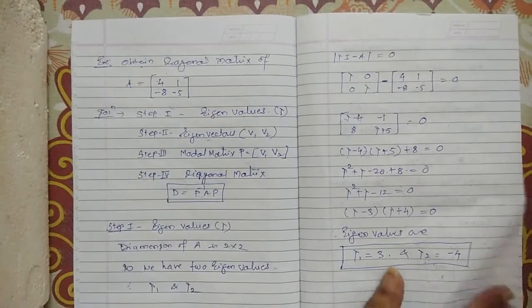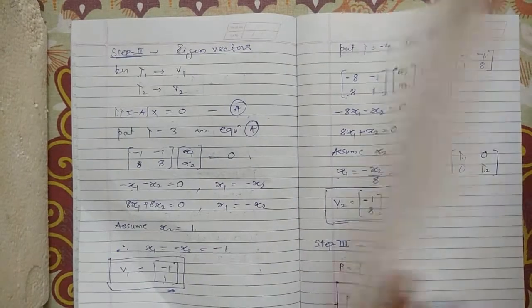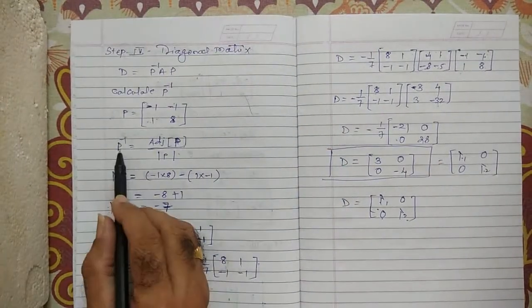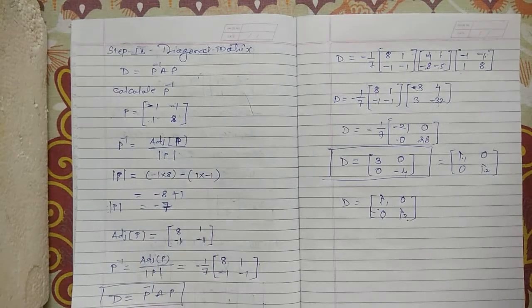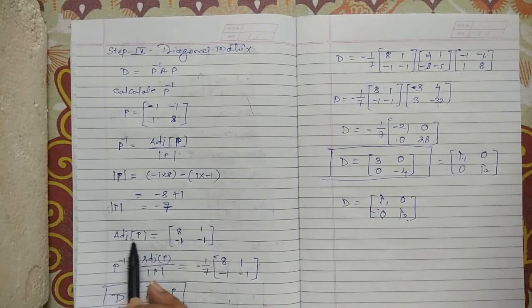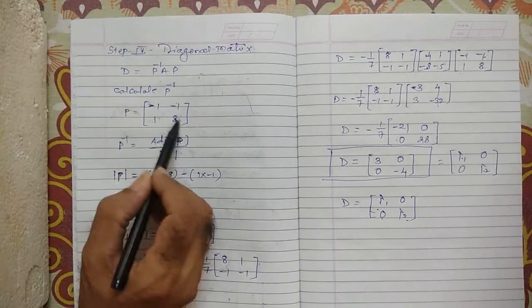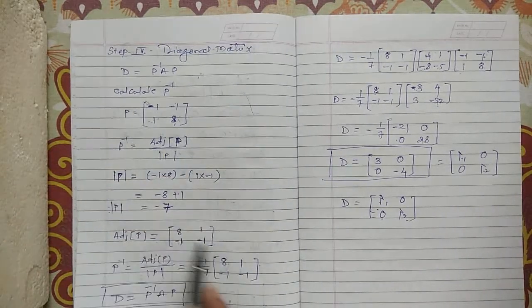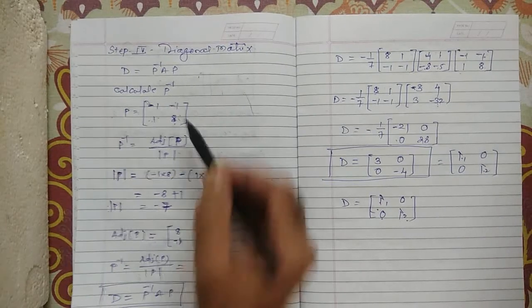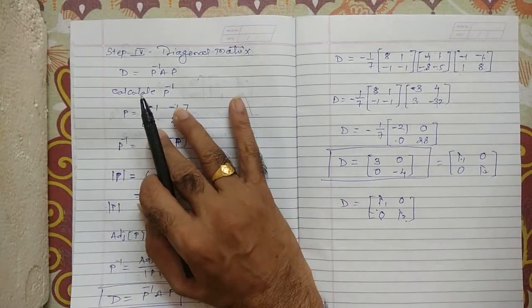In this one it is simple. For the P inverse matrix, this is my formula: adjoint of P divided by determinant of P. To find the adjoint of P, we have to change the position of these two. So this becomes 8 and here it becomes minus 1. And I have changed the sign of these two.